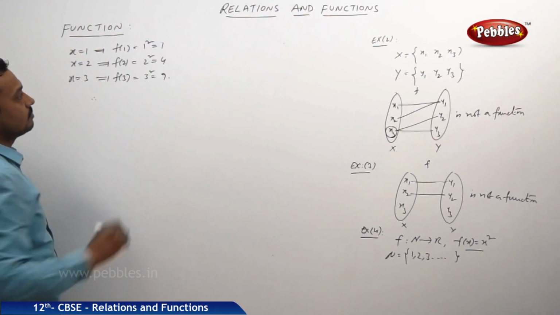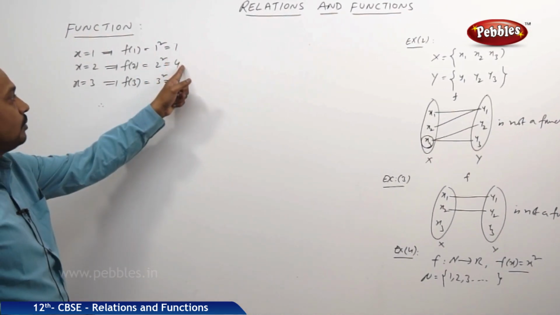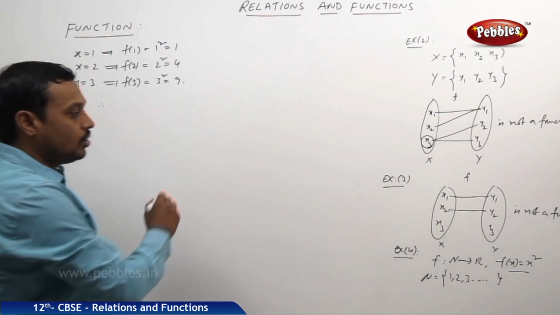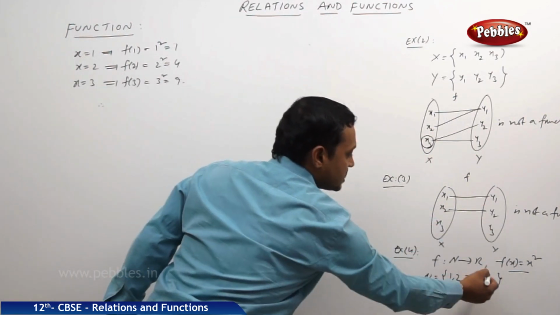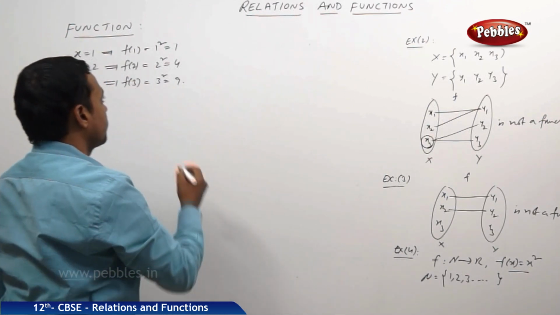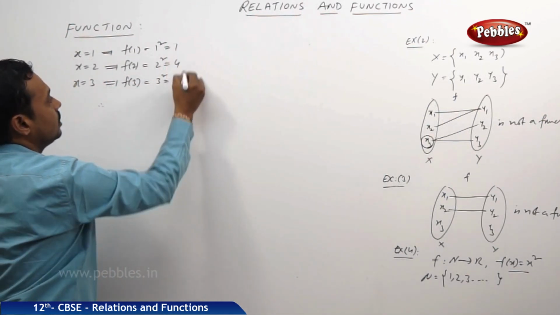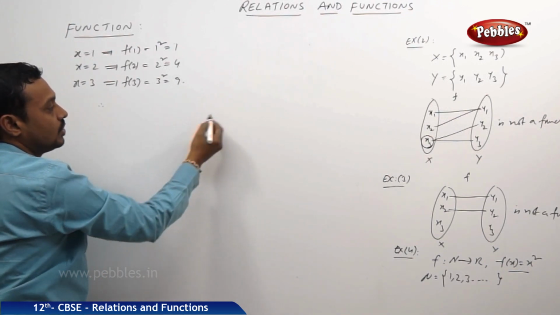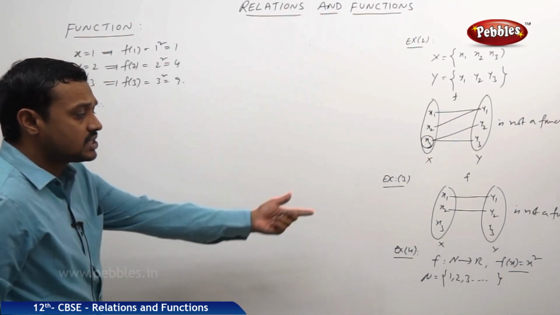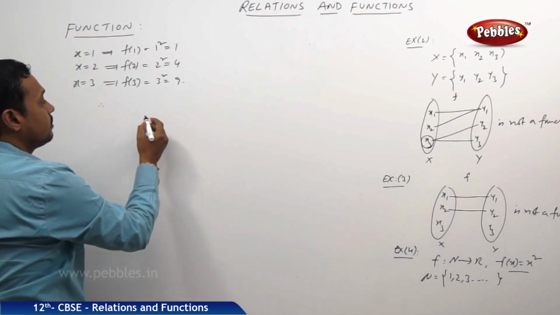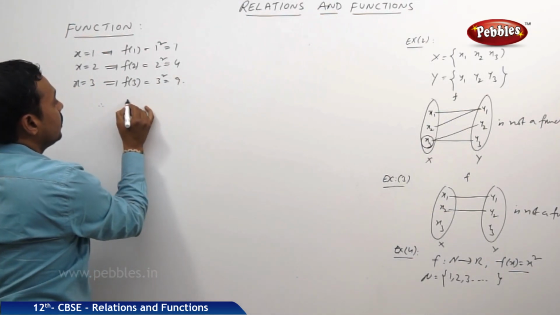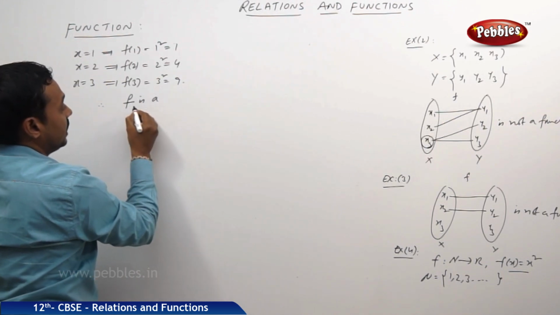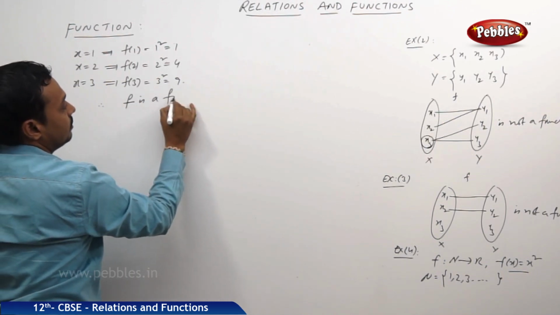That means the output values are 1, 4, 9, 16, 25, and so on. They always belong to the same real number set. All these values, 1 belongs to R, 4 belongs to R, 9, 16, 25, etc., are belonging to the real number set. Therefore, the given relation f is a function.